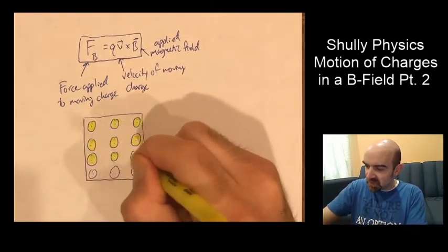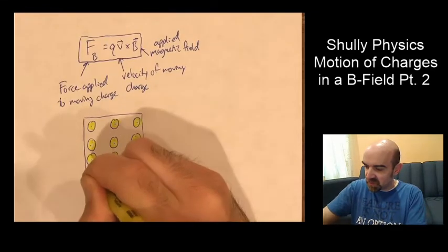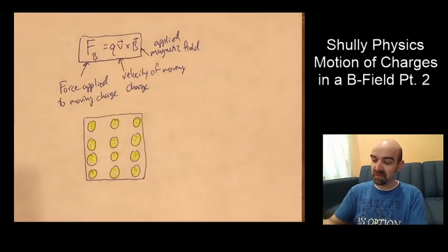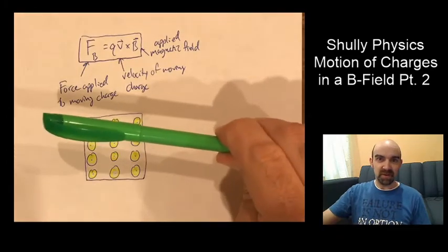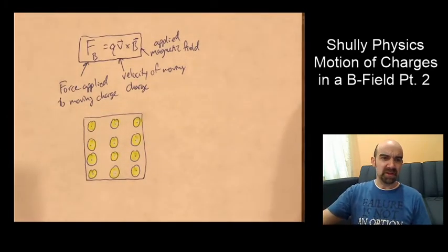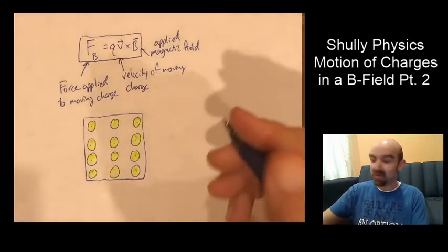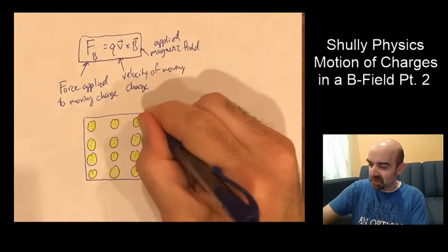The reason is we're going to start putting some electric fields in here also. And that second thing you might want to learn here today is that electric fields in Shelley Physics are always green. So electric fields will be green. We'll get to that later though, because we don't have an electric field right now. We only have a magnetic field.